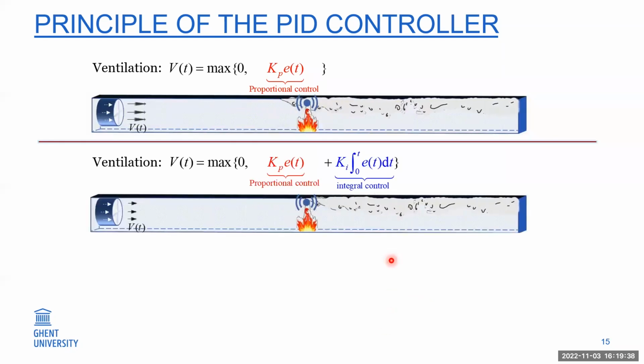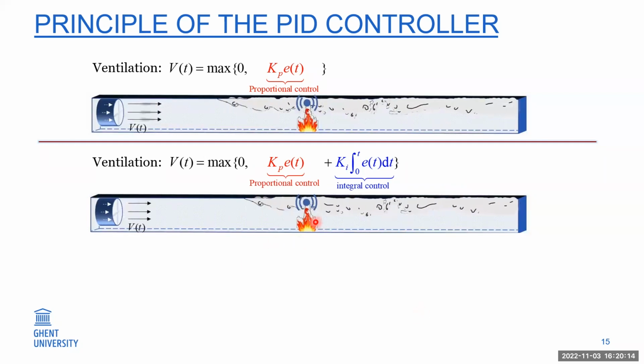But if you add the second controller, the integral controller, it can remember the history data, so it knows the previous information because it gives an integral of the error function. So although the smoke will still wave around the fire source, each time the backlayering length will be shorter. So after several rounds, the smoke can be stopped stably at the fire source.